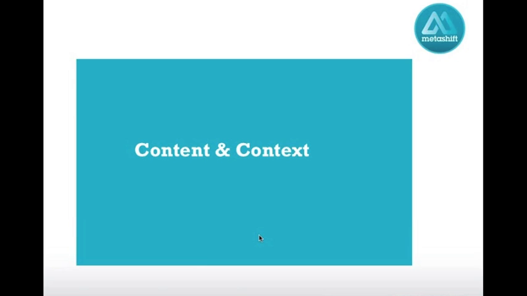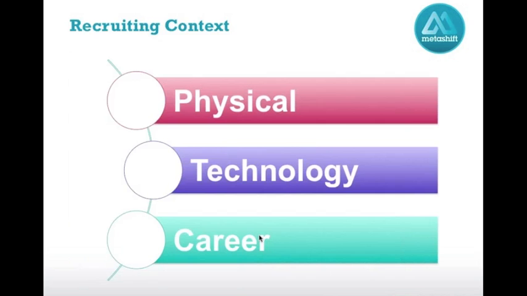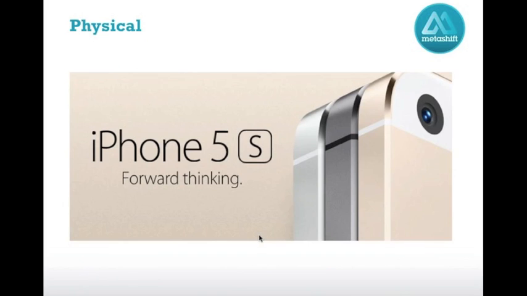So let's talk about content and context. In terms of context, I think there's three things going on that you need to think about as part of any mobile strategy: the physical context, the technology context, and the career context. So, to explain what I mean, physical context. There's a number of pieces to this. At a technology level, this is an advert for the new iPhone 5S, something I don't own yet, but I probably will at some point.